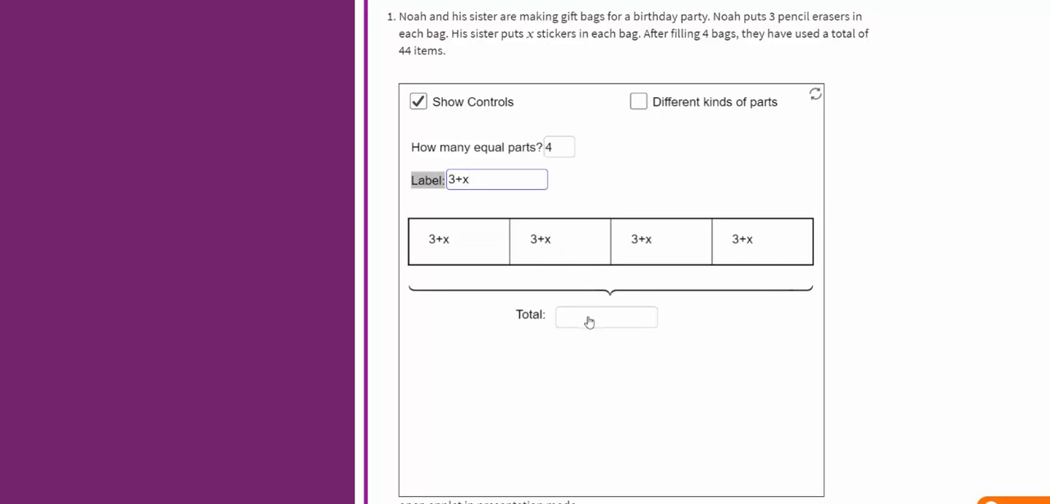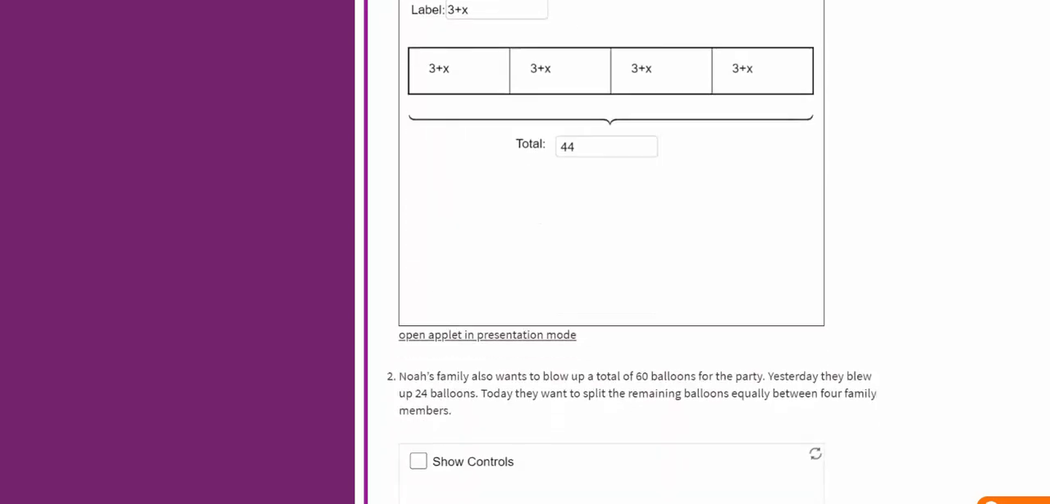And then I had a total of 44. So that's what my tape diagram would look like online. So let's go down to the second one. Problem number 2, because that's going to look a little bit different.